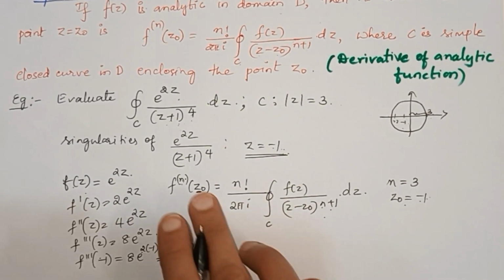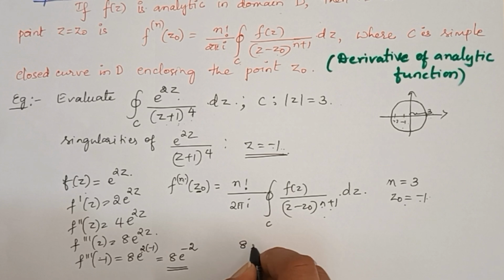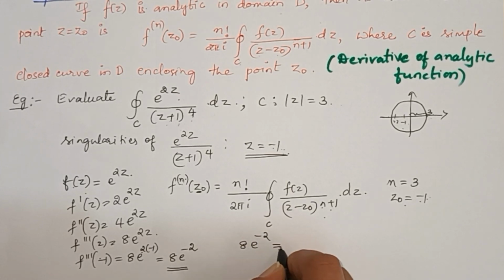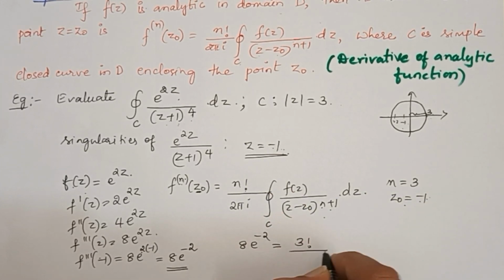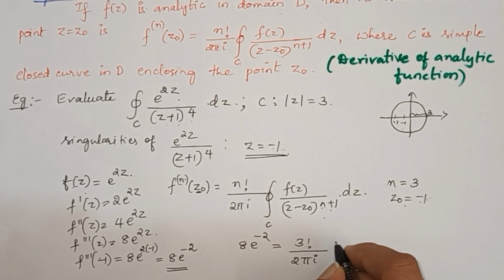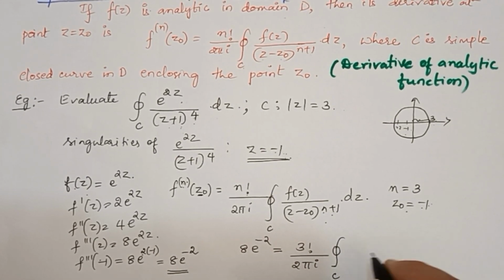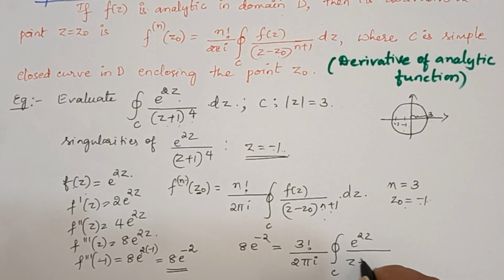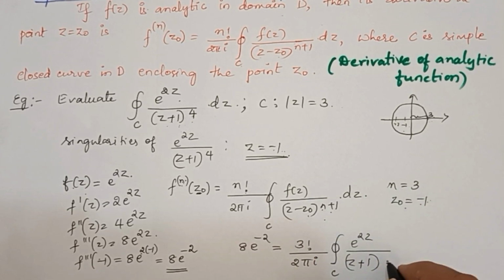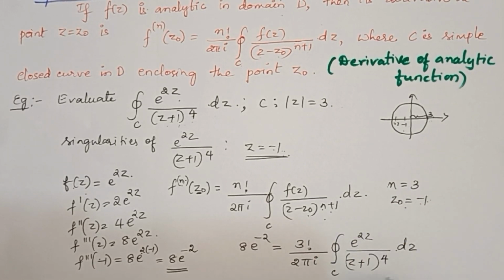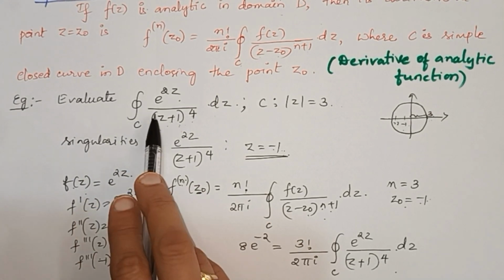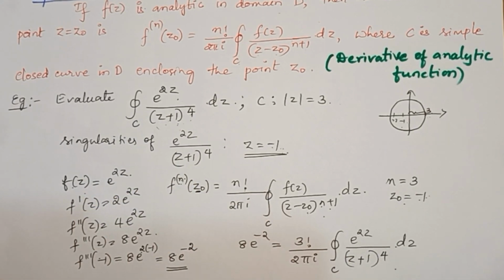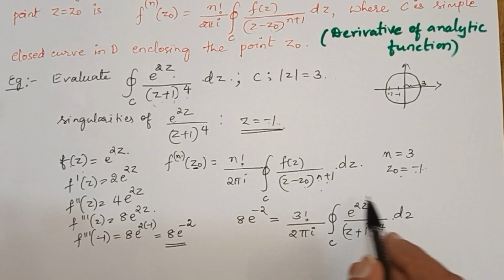So this value let me substitute here. 8 into e power minus 2 is equal to, n is 3, 3 factorial divided by 2 pi I, into integral over the closed curve C, f of z is e to the power 2z divided by (z minus z naught, which is minus 1, so minus of minus plus 1), 3 plus 1 is 4, into dz. Now look at this. We arrived at the given function. Now simplify to get the value of this integral.